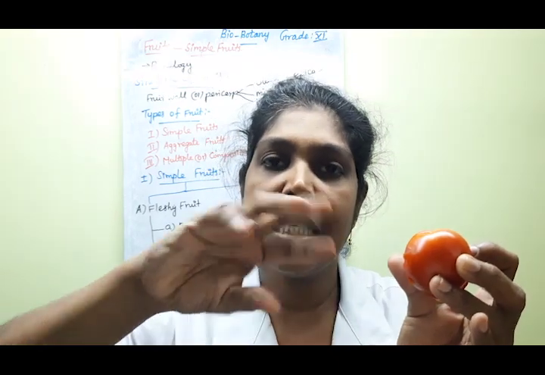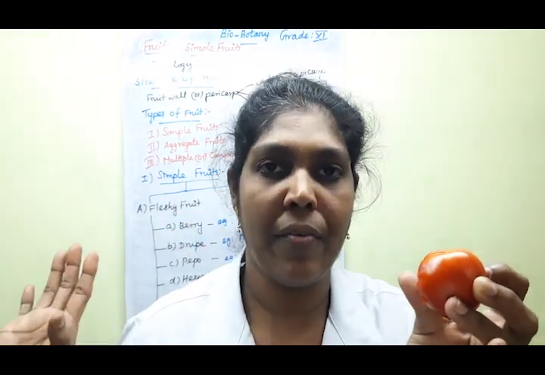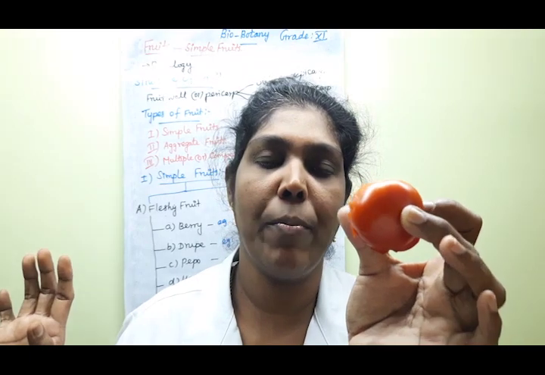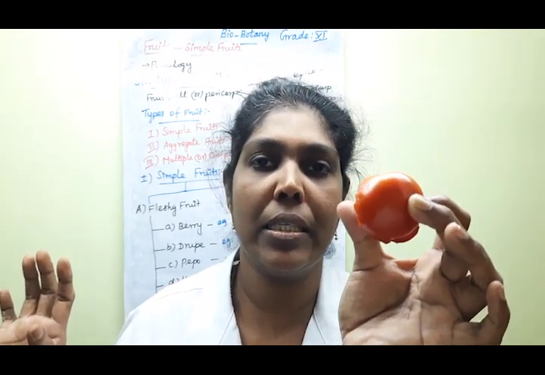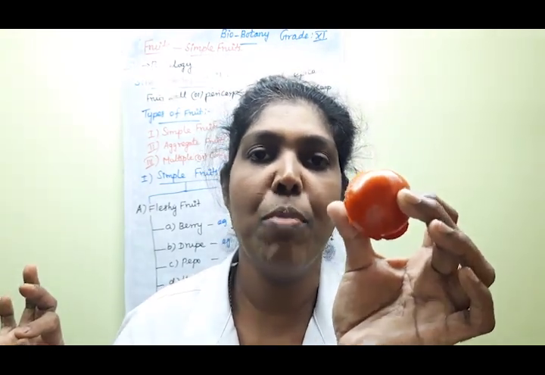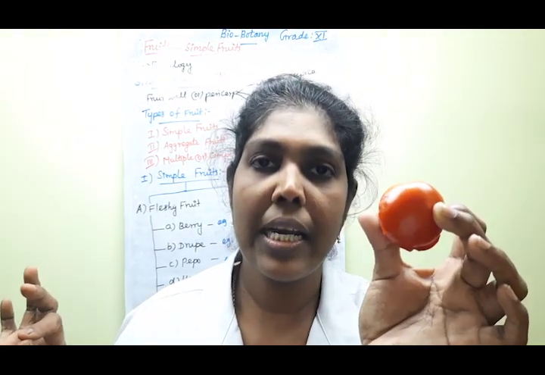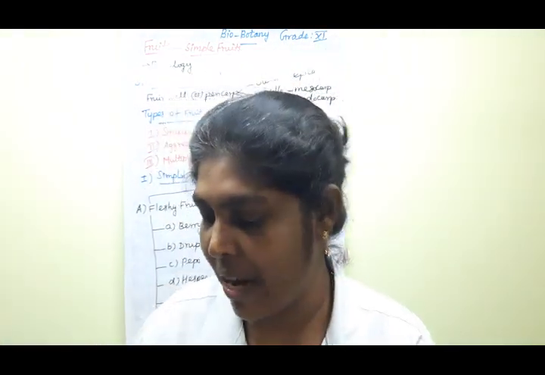Then finally, the seeds are also present in an embedded form. So this much of the points only you have to mention regarding this, the first type of fruit, the berry type. Clear, children? Say yes or no? Yes. Good. Very good, children.